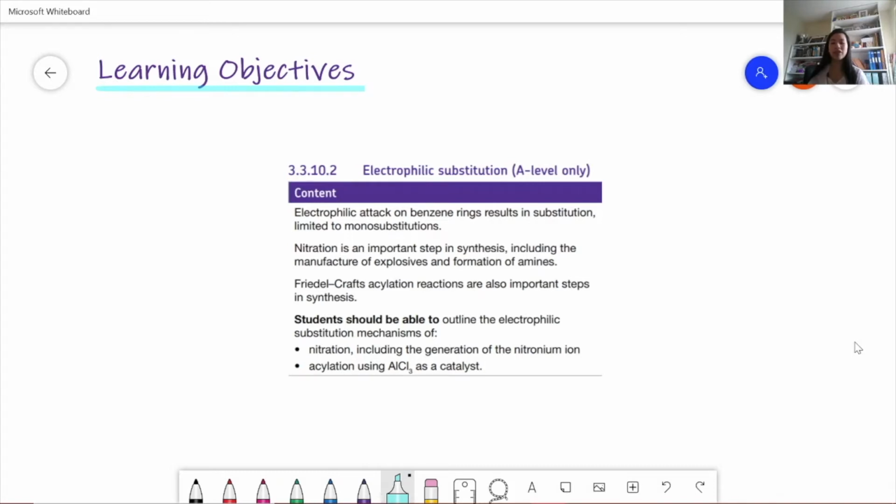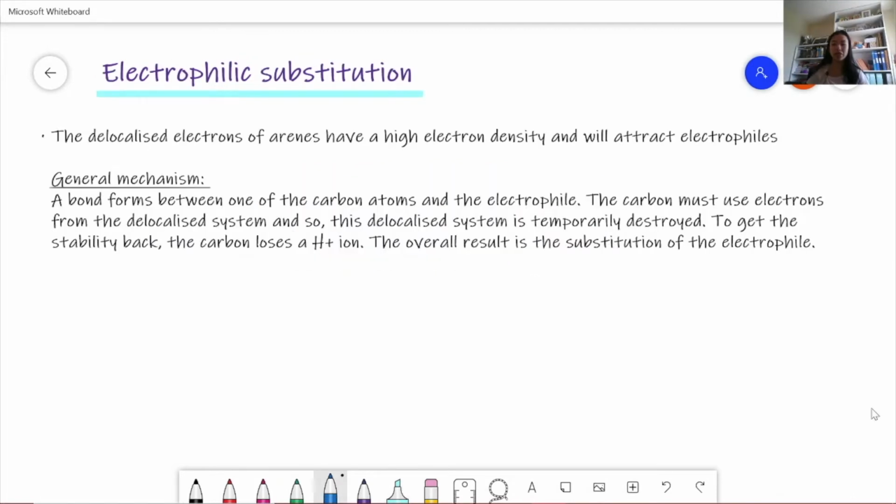And then we're going to look at Friedel-Crafts acylation reactions, which are also important steps in synthesis. So by the end, we should be able to outline the electrophilic substitution mechanisms of nitration and also acylation using an aluminium chloride catalyst. Now we're going to talk about electrophilic substitution.